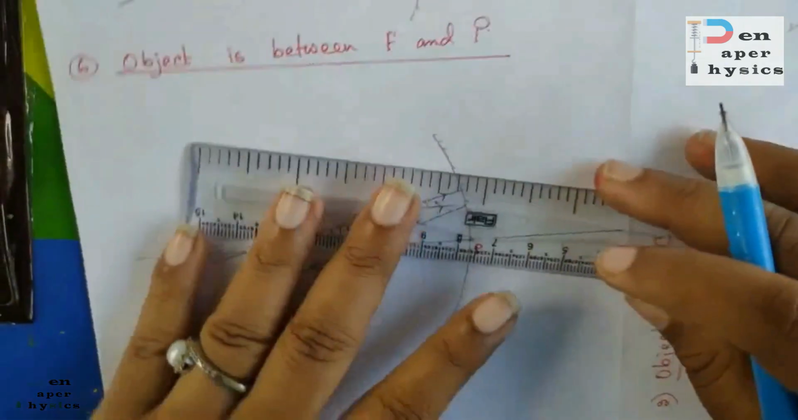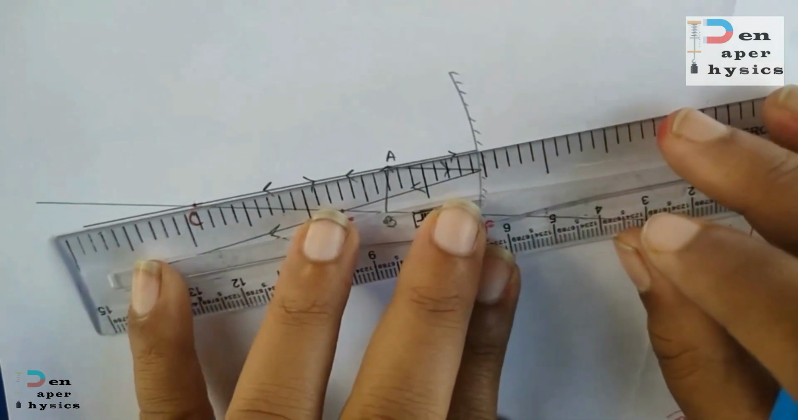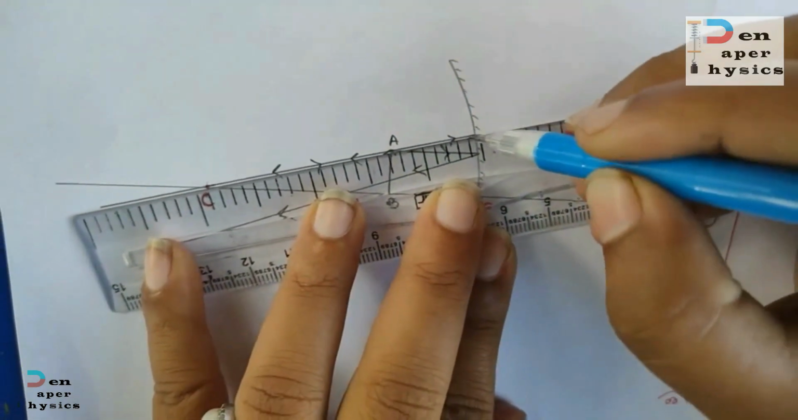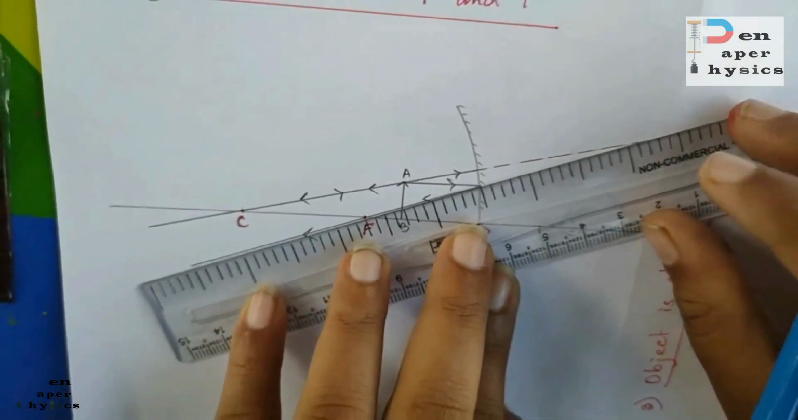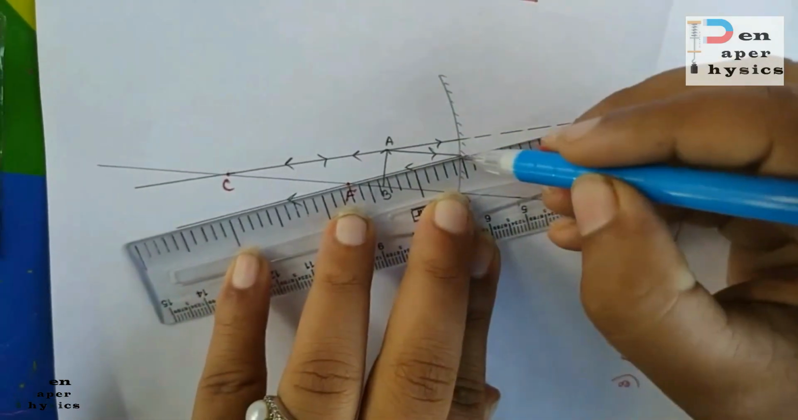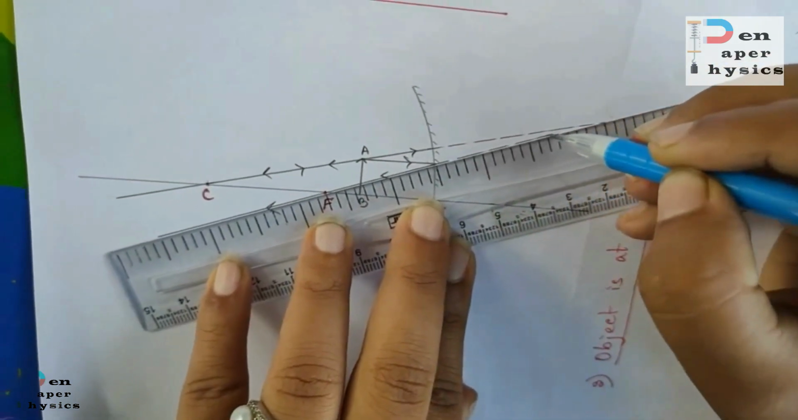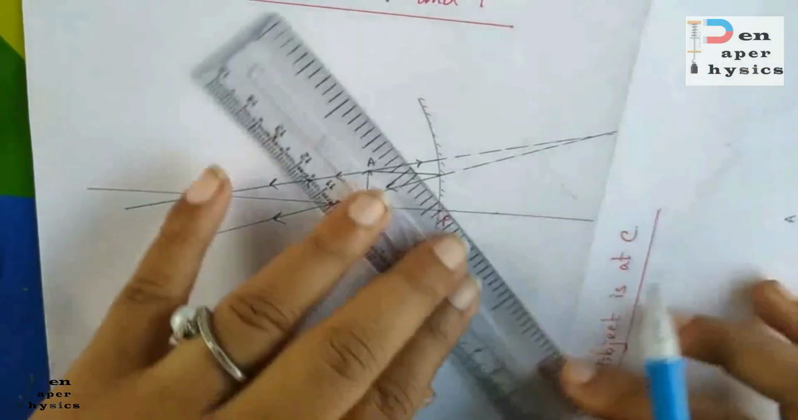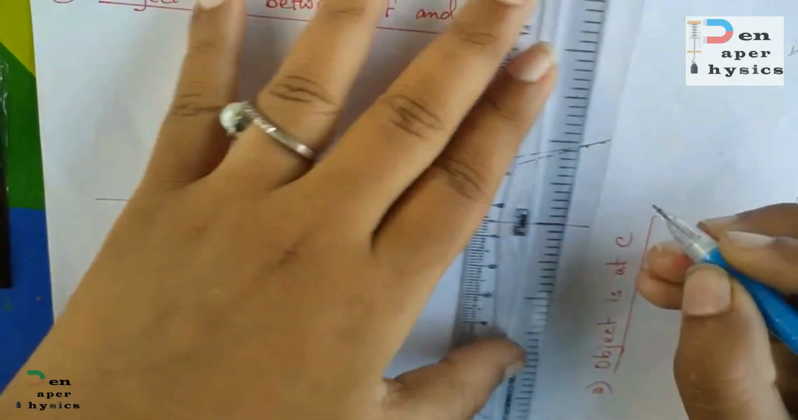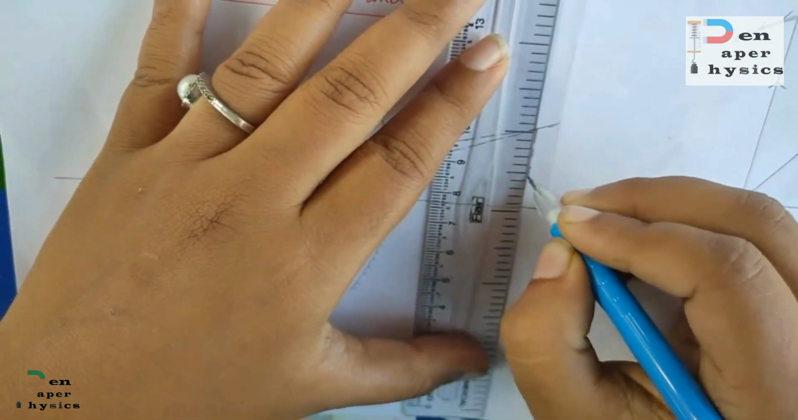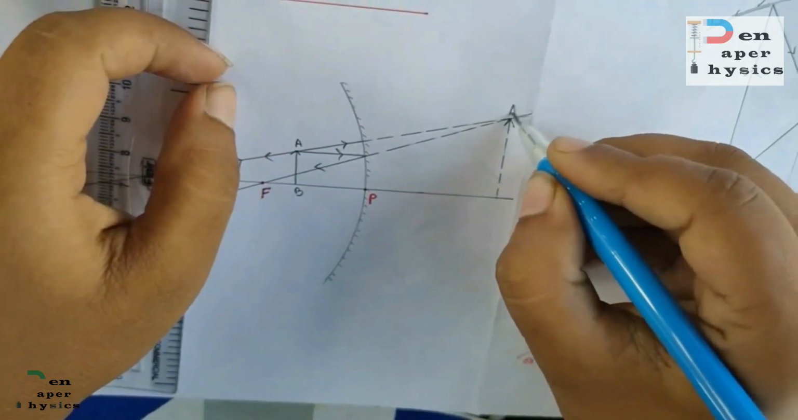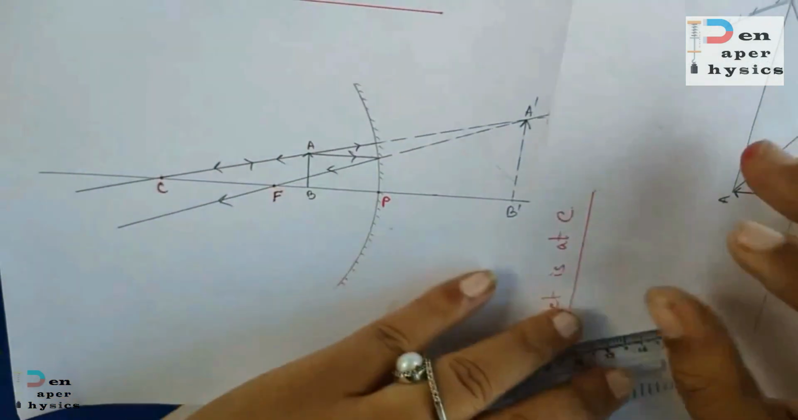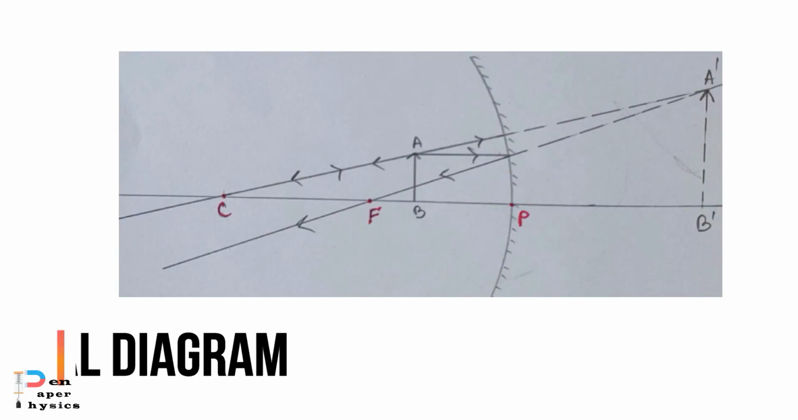Now I will extend the reflected rays without changing the slope of the line until they are meeting at a point. Where the extended incident rays meet, there we will get our virtual image. But when you draw the virtual image, make sure you do not use a straight line. You always use a dotted line. And this one is your final diagram.